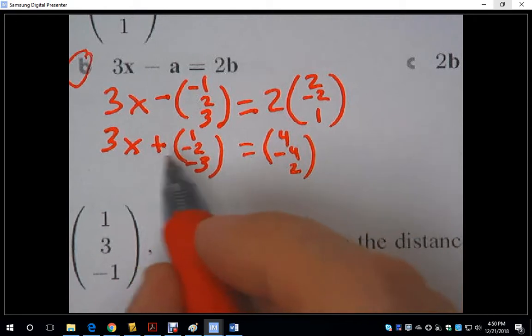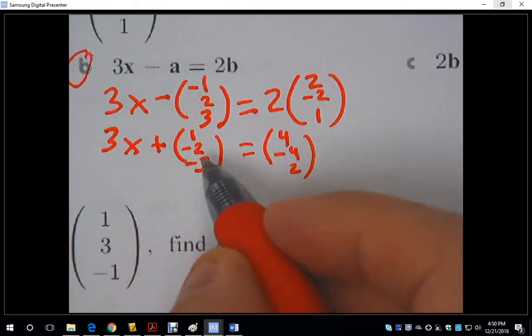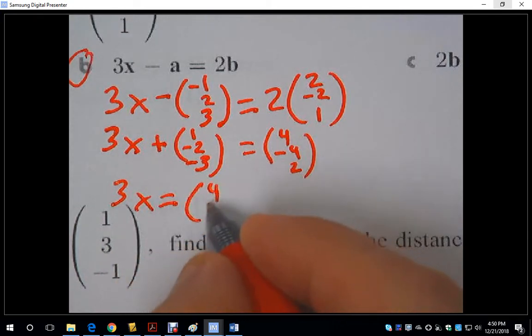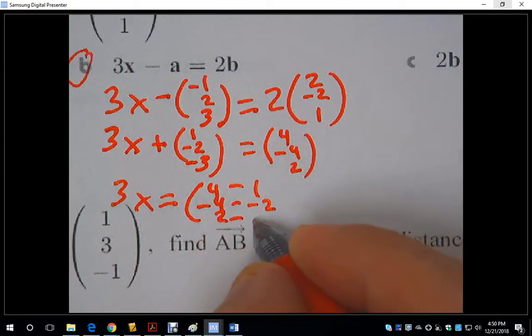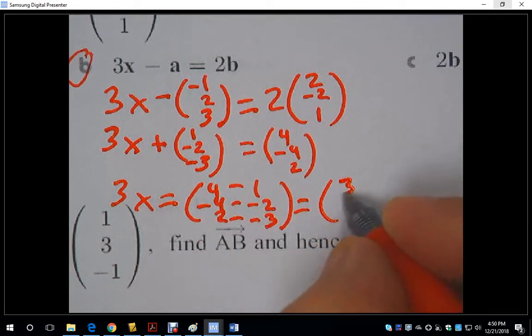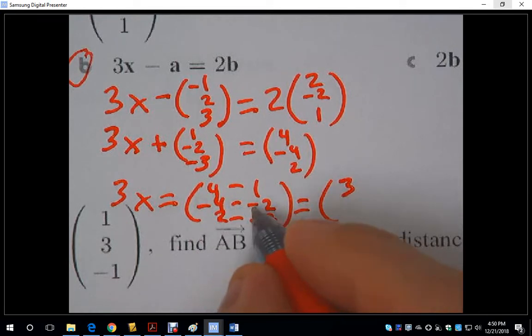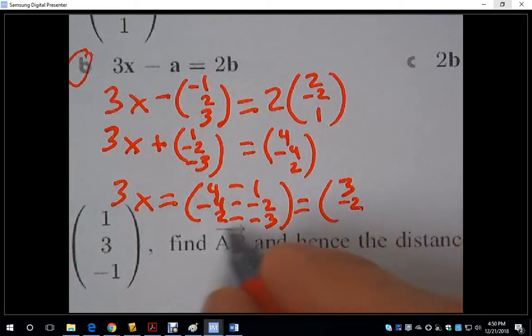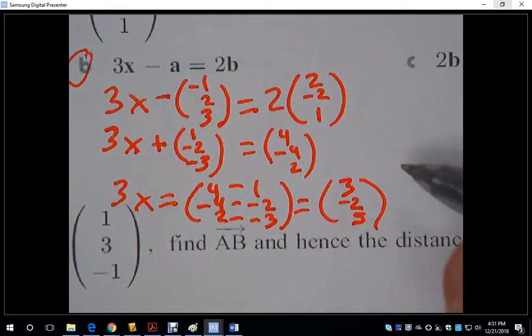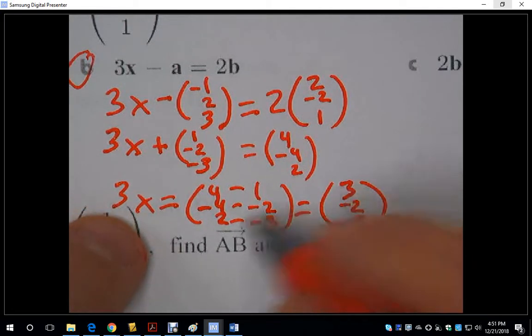And then I'm going to subtract this vector from both sides. It's going to give me 3x equals, and then I have 4, negative 4, 2, and I'm subtracting 1, negative 2, negative 3. To get 4 minus 1, that is 3. Negative 4 minus negative 2, that's going to be a positive 2. So I have negative 4 plus 2, that is negative 2. And then 2 minus negative 3, that's 2 plus 3, that is 5. So there you go. I'm sorry, I'm not done yet.